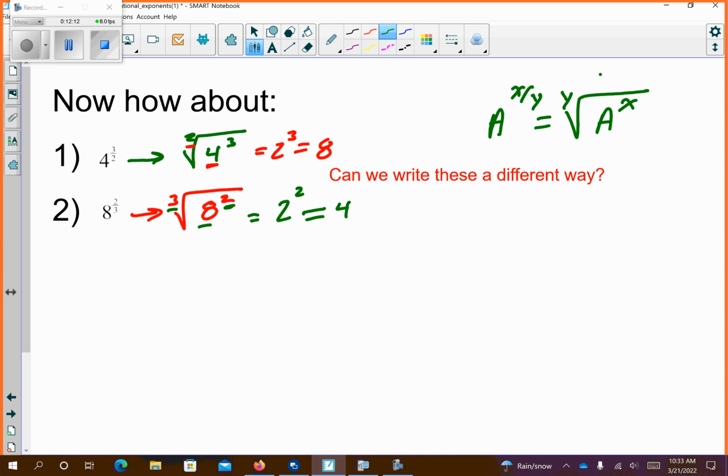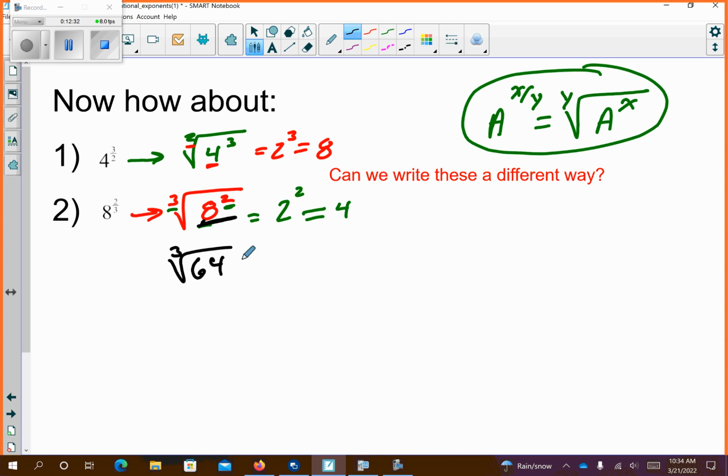Okay? So again, this is kind of the rule that goes with it. If you have a fraction, the denominator becomes what the radical is. The numerator of the fraction becomes the power you're raising that number to. Now, some of you might have asked, what would happen if I went 3rd root of 8 squared, so 3rd root of 64. 3rd root of 64 is 4 times 4 times 4, so it's going to be 4 as well. So it doesn't matter what order you do it in.